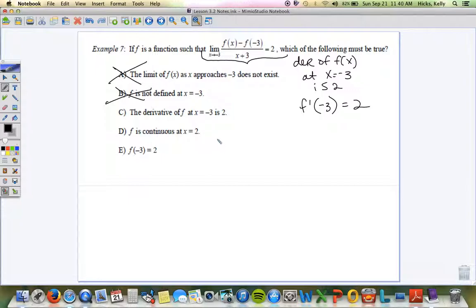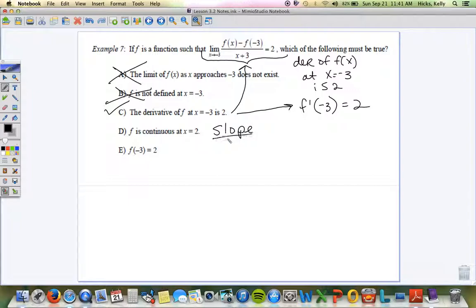All right, C. The derivative of f at x equals negative 3 is 2. That is exactly what I just wrote here. That is exactly what you are told here. So yes, that statement is 100% true based on the information we were given. How about part D? f is continuous at x equals 2. Now, what is x equals 2? What is 2? 2 is the slope.